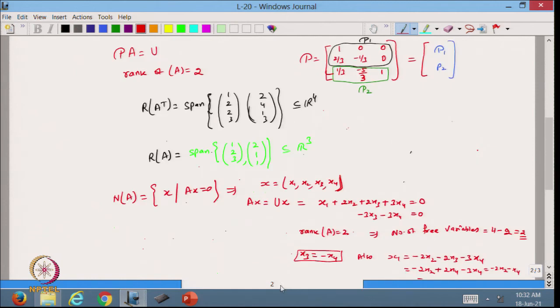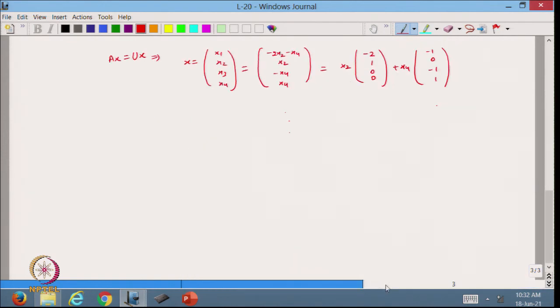Okay, so we are able to find x1 in terms of x2 and x4, and x3 in terms of x4. So, from here I can write this as x2 times the non-basic variable corresponding to h1, plus x4, which is my h2. So, this is the vector we represent by x1, h1 and h2.